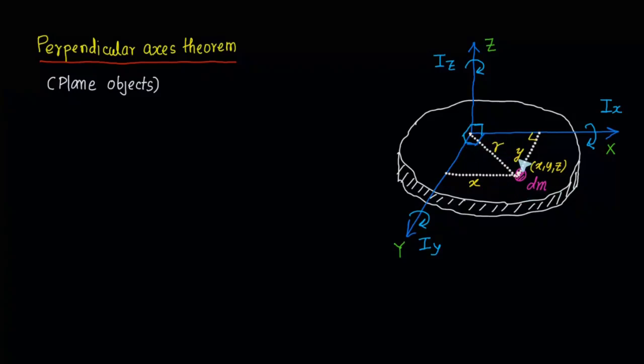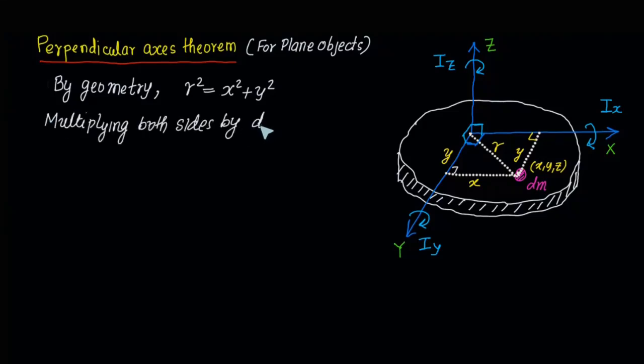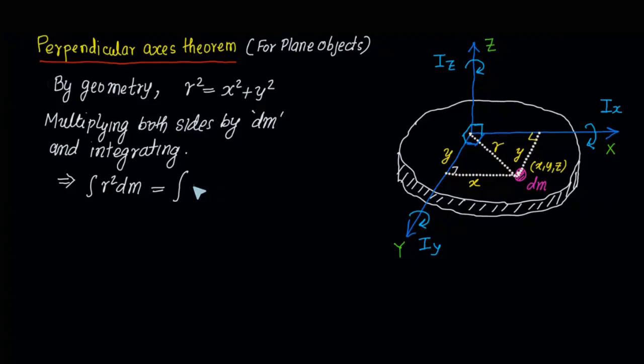Now from geometry, since this is y and this is x, and this is 90 degrees again, friends, r square equals y square plus x square. By geometry, we can write r square equals x square plus y square. So if you multiply both sides by the infinitesimally small mass dm and integrate, let's see what we get. We get the integration of r square dm equals the integration of x square dm plus the integration of y square dm, right?